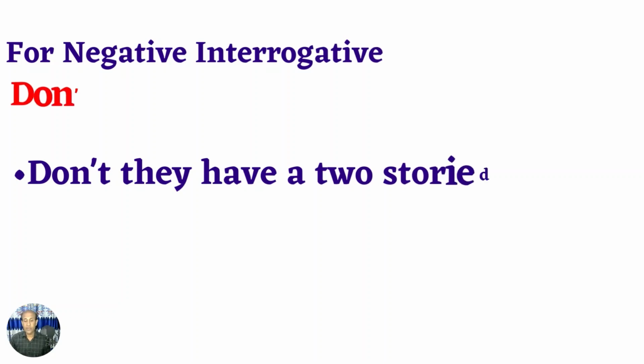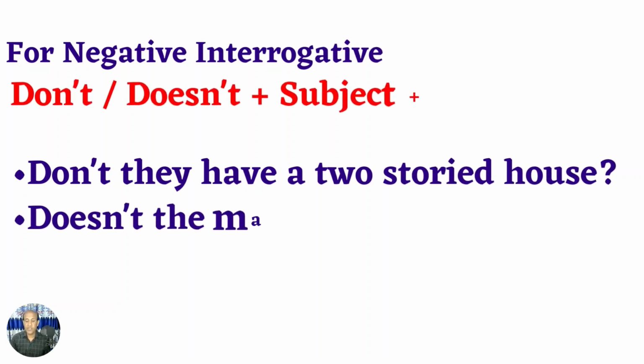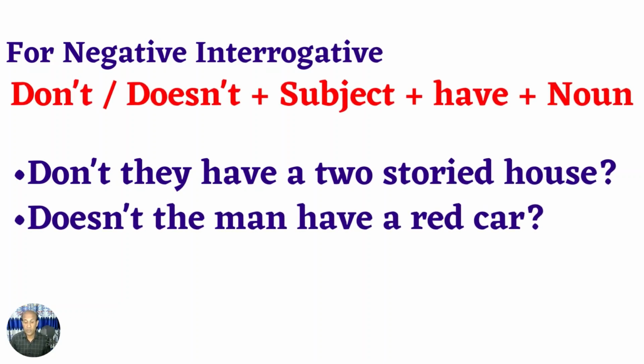For negative interrogative, use don't or doesn't plus subject plus have plus noun. Don't they have a two-story house? Doesn't the man have a red car?